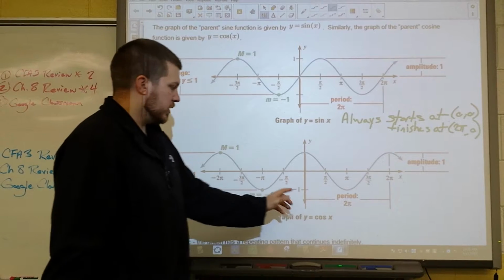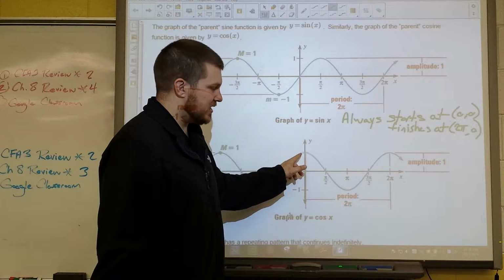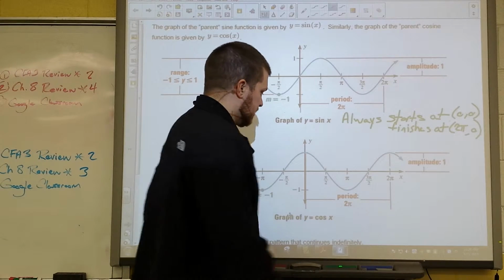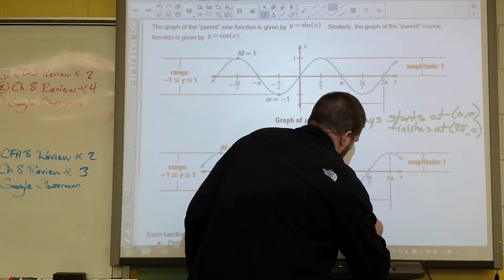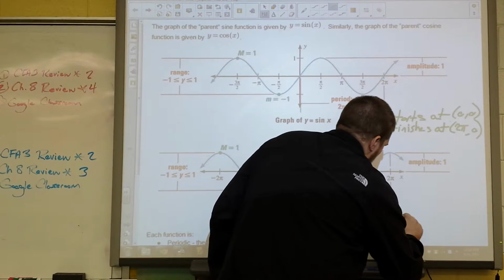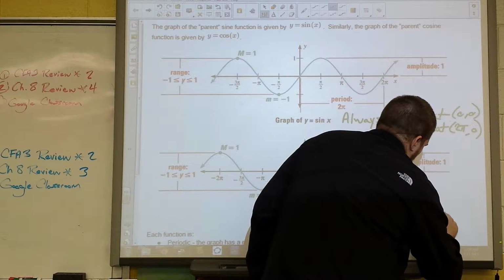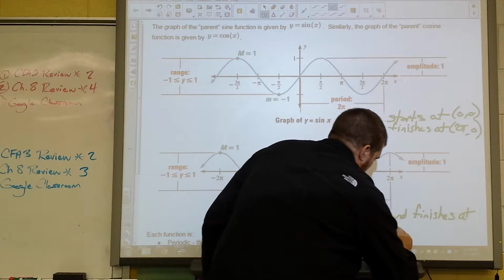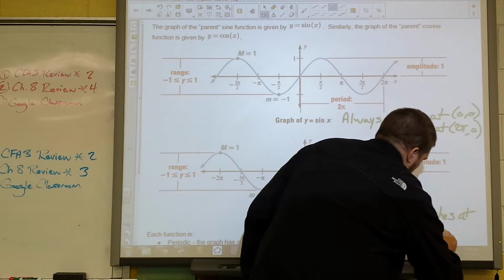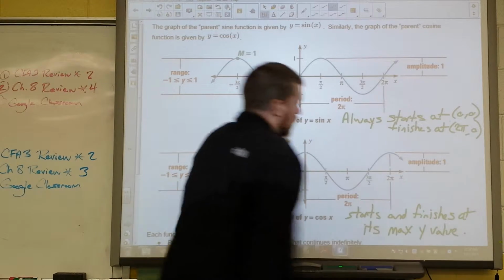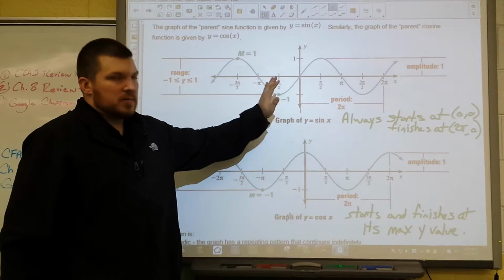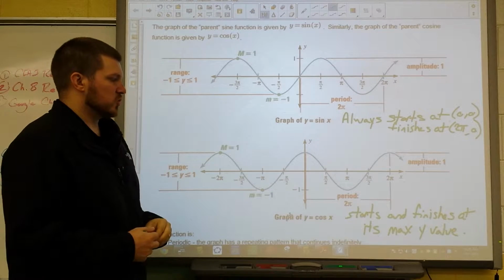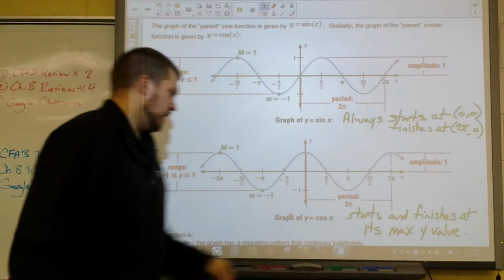Looking at the start of the cosine function, again, this is the ideal parent graph. It always starts at its maximum and finishes at its maximum. Now, these two facts are going to come into play as we go on and look at transformed child functions for sine and cosine.